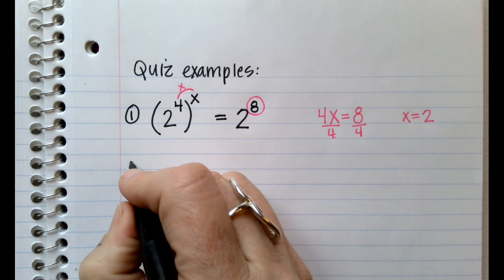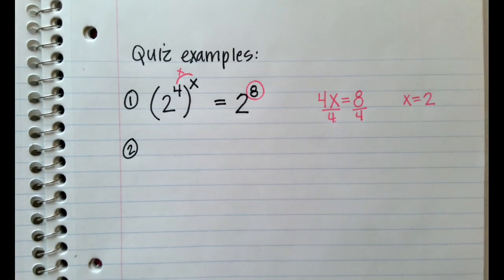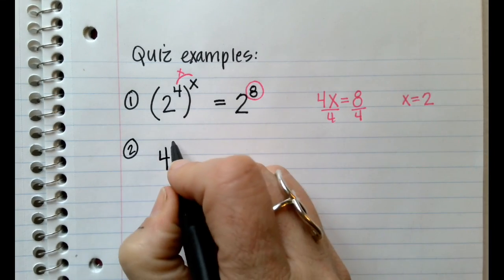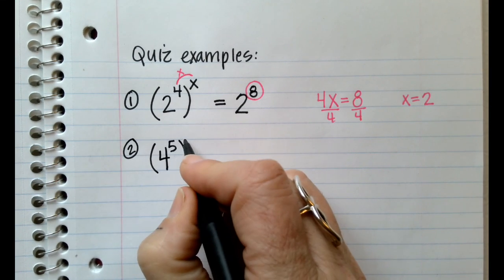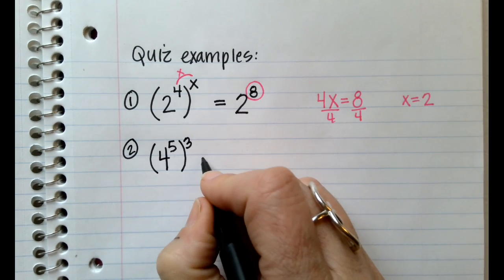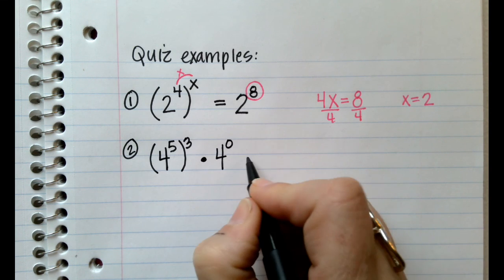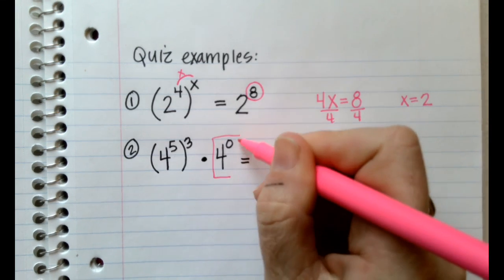Another type of example that you are going to see on this actual quiz is, let's say you have a base of 4, and it is raised up to the 5th power. And then that whole thing is cubed, raised to the 3rd power. And we're multiplying it by the same base of 4 to the 0 power. Well, what does this whole thing even equal right here?